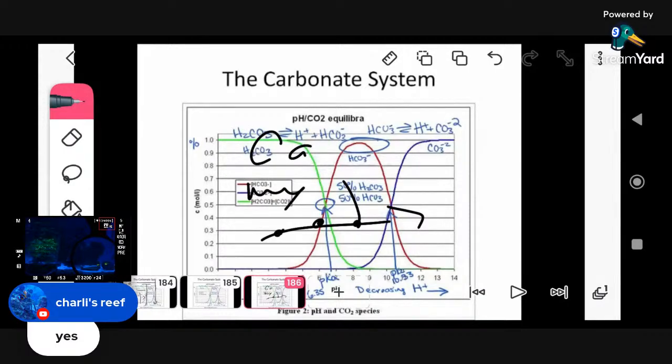And let's say a trace element, let's say strontium, Sr, a minor element, stops forming solid way over here. So what I'm trying to tell you guys is that all chemicals, depending on the K value in the chemistry equation, will stop producing solids at a different pH.